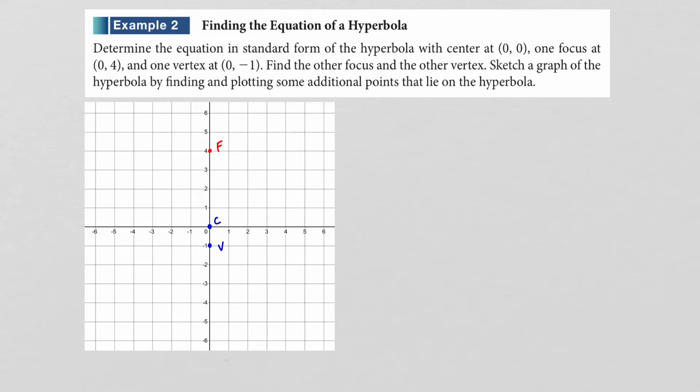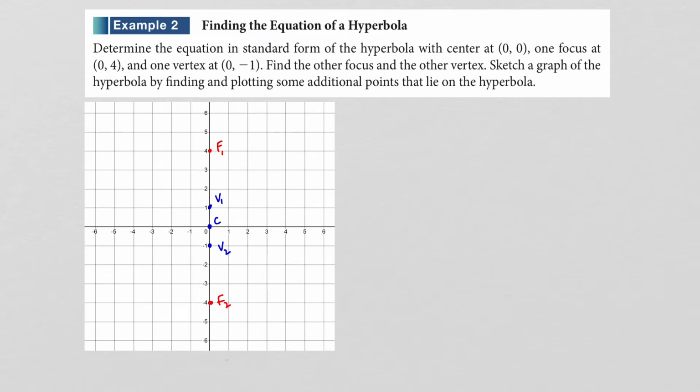Now, the nice thing about hyperbolas is we have symmetry. So if this is the center, and if one vertex is 1 unit below the center, the other vertex has to be 1 unit above the center. So the other vertex would be here, and I'll call this V1 and V2. And then up above here, this is focus 1. Focus 1 is 4 units above the center, so the other focus will be 4 units below the center, again, because we have symmetry.